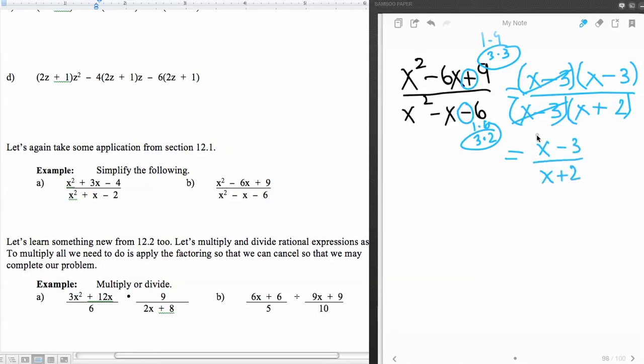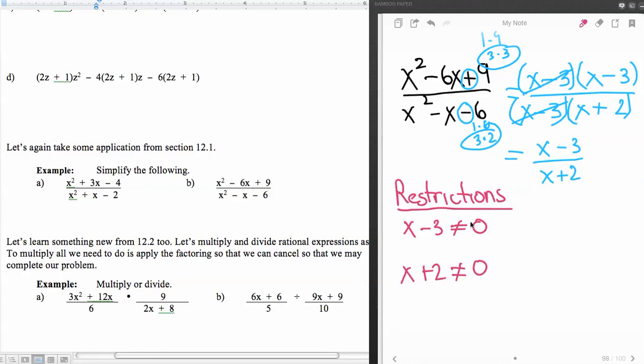Now finding the restrictions, again finding the restrictions is setting the denominators equal to 0 and solving them and saying they can't be equal to that, so we'll add 3 to both sides, so x can't be equal to positive 3, and then subtract 2, so here x can't be equal to a negative 2 as well, and those are the restrictions on that domain.